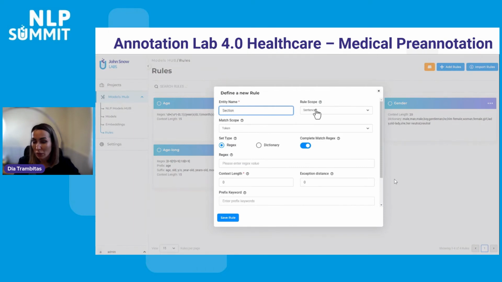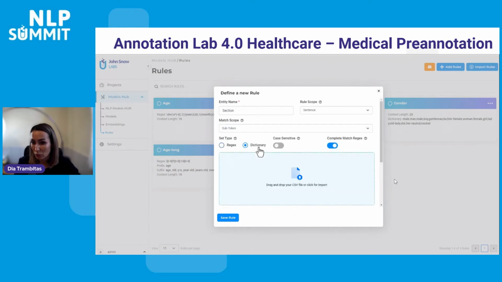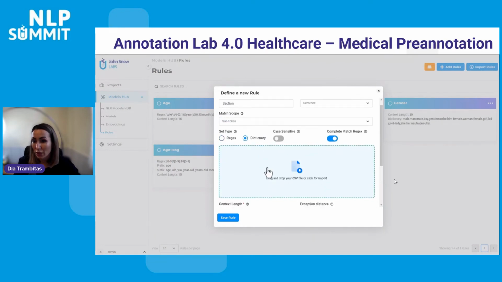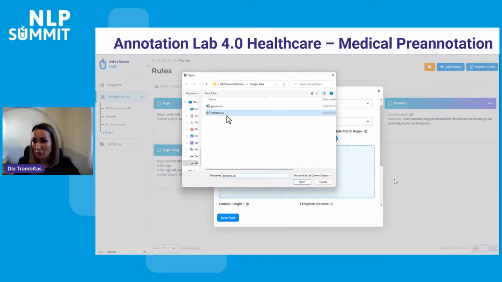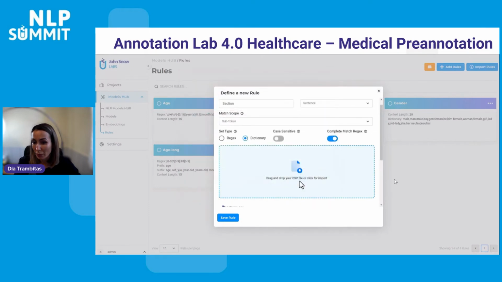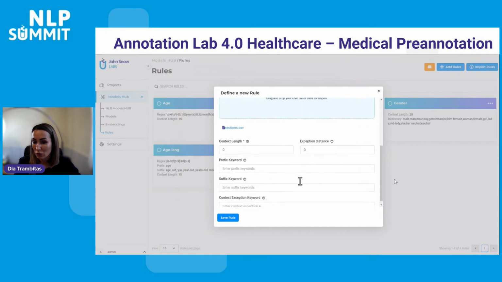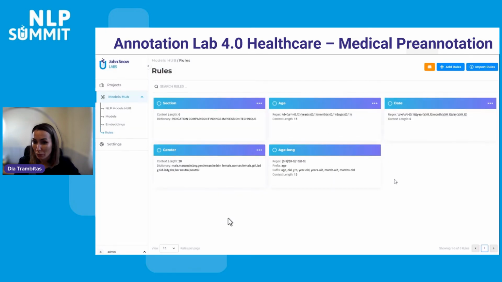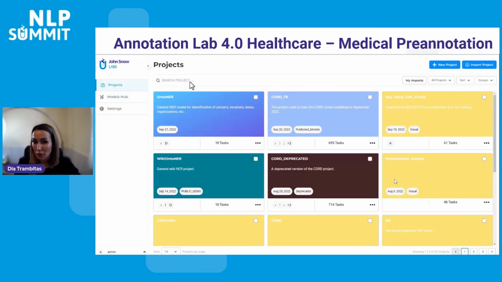So here I'm creating a new rule for detecting sections. I choose subtoken because I want to annotate chunks. And here I put in a dictionary with section names. And for this, I don't need additional context. I'm going to save the rule. And now this rule will become available when I create my project. Let's see how this goes.